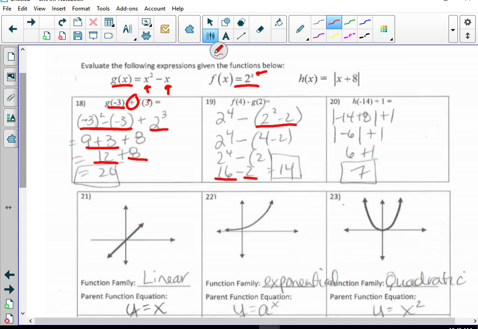Number 20, we're plugging -14 into the absolute value because it says H. We crunch that, we get -6, absolute value is +6. And then all we're simply doing is adding 1 to get 7.